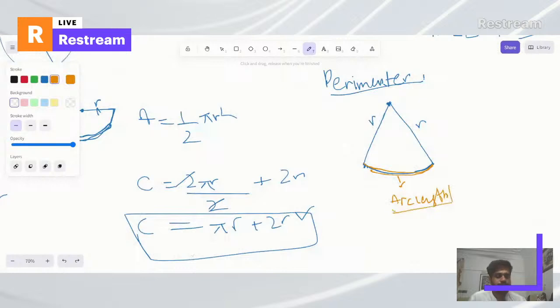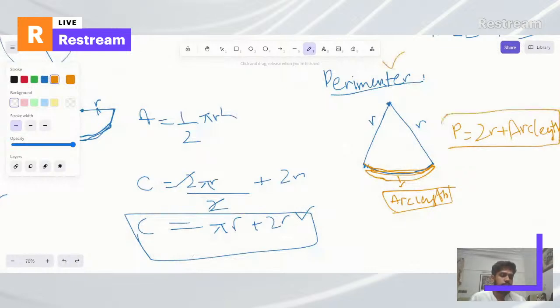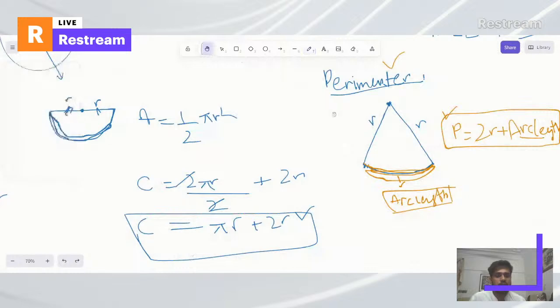Now, if I asked you to find out the perimeter, it's going to be pretty simple: 2r plus arc length. Now, how do I find out the length of this arc? That is the main question. In terms of perimeter, it's a straightforward formula. Now, for this perimeter, I need the arc length. So how am I going to find out the length of this arc?